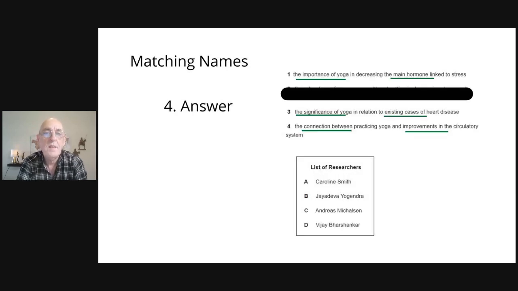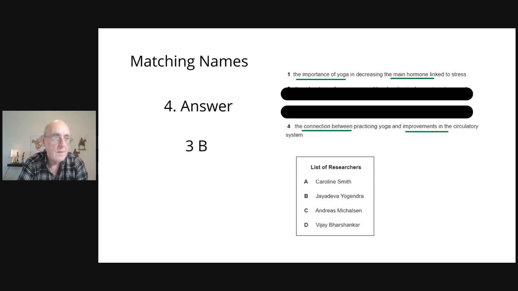As we look at the options that are left, we see that there's one that's clearly identified with the significance of yoga and heart disease. So we're definitely going to choose number 3. And as we choose number 3, again we want to completely eliminate it. You can see now how this question is going to get easier and easier, because now as we go to Andreas Michelson, we only have to choose between 2 options.